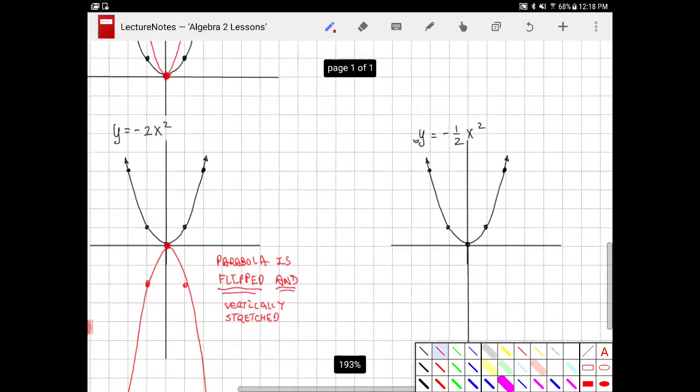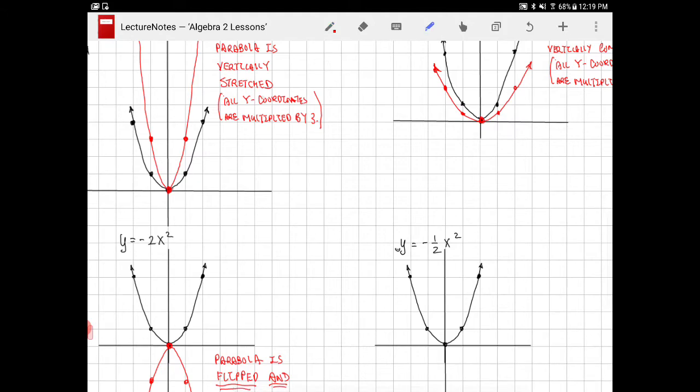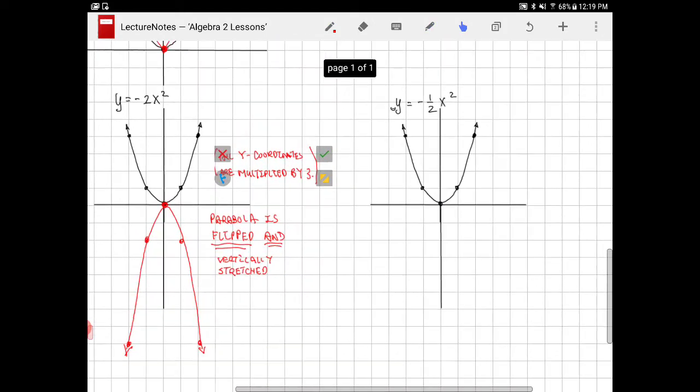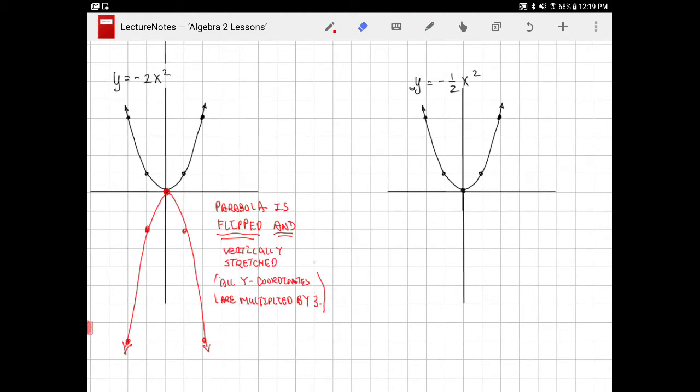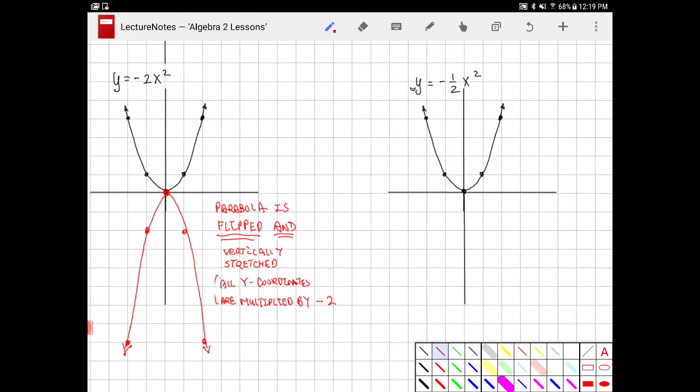Or another way of thinking about it is, okay, and again, I'm going to copy this because it's very, very similar. You can also think of this as all the y-coordinates are multiplied by, you guessed it, negative 2.